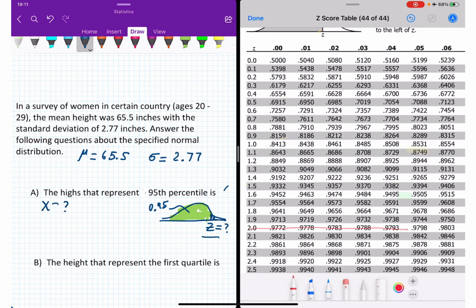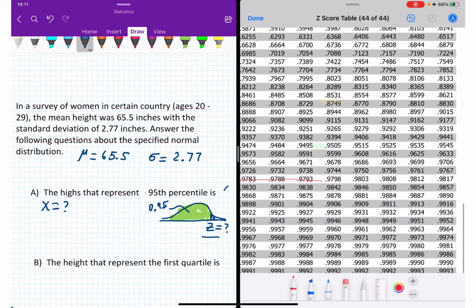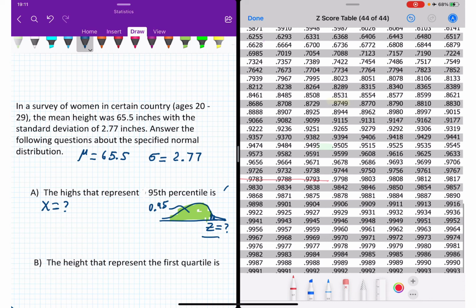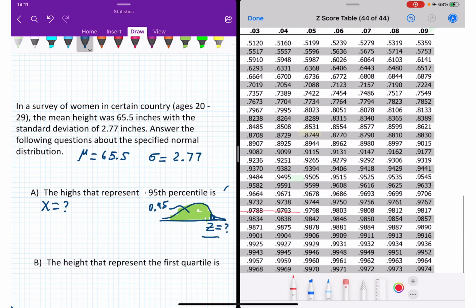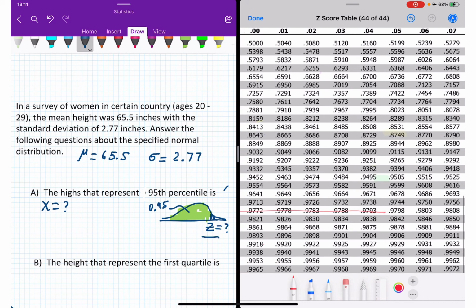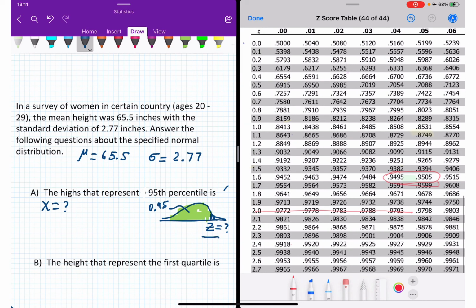How much is the height? It's asking for x. To get x, we need to get the z-score, right? So how much is going to be our z-score? 0.95. Where is my 95? 96, here it is, 96, 95, 94, here it is. We have 94, 95, and 0.9505. So it's going to be 1.6.